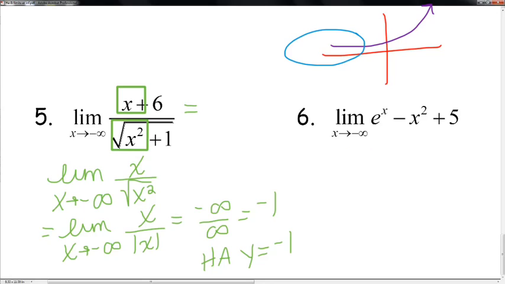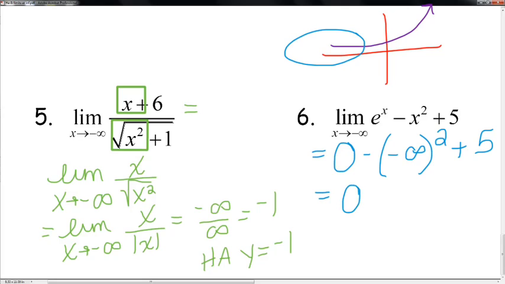actually I'll just go ahead and erase that. I'm just going to directly plug in. So if I plug in negative infinity, e to the x is pretty much approaching 0. And I'm subtracting, let's go ahead and plug in negative infinity squared plus 5. Not that 5 really matters that much in comparison to infinity. So I have 0 minus negative infinity squared. It's just going to be positive infinity, but I'm still subtracting. I don't really care much about 5 because it doesn't really matter that much. And so I have 0 minus infinity, which is equal to negative infinity. So in this case, my horizontal asymptote doesn't even exist.